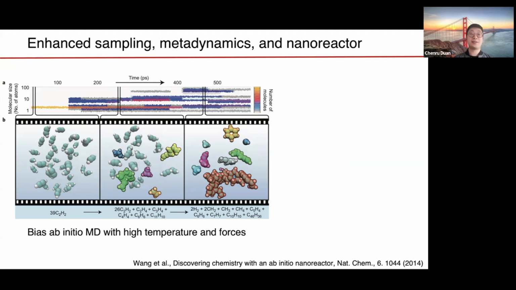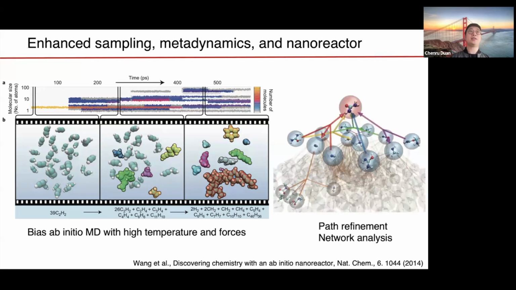reaction network. So the idea is that we put the molecules or atoms that we think will react into a container, put it at high temperature, add some artificial forces, and then do ab initio molecular dynamics to simulate its time evolution. And because we set the temperature so high, and there are some artificial forces, some of the species can overcome the potentially high barrier to react with each other. That's the way that we can enumerate potential reactions.